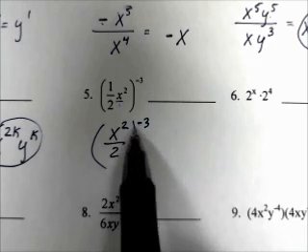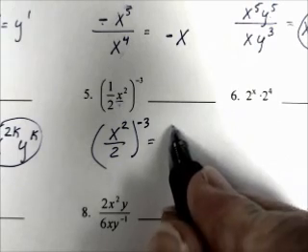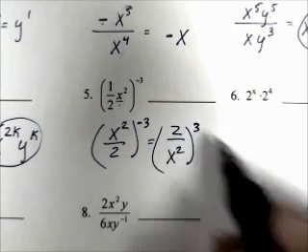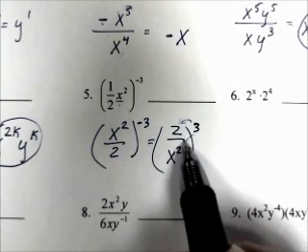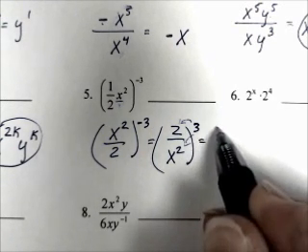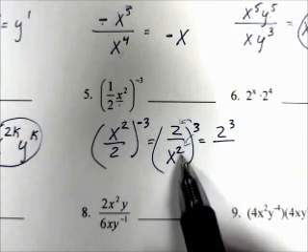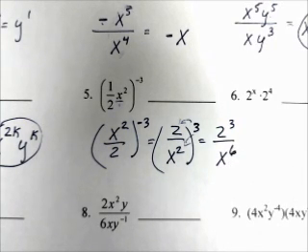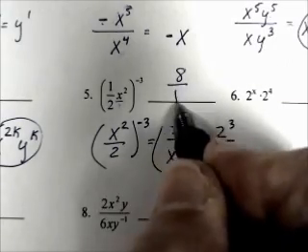Now, if I want to take care of the negative exponent, I would invert our fraction. So we would have 2 over x squared raised to the positive 3. And now distribute our power of 3 into both the numerator and denominator. So we have 2 raised to the third, and then x squared raised to the third. Power to a power you're going to multiply, so that will give us x to the 6th. 2 to the third is 8, so we have 8 over x to the 6th.